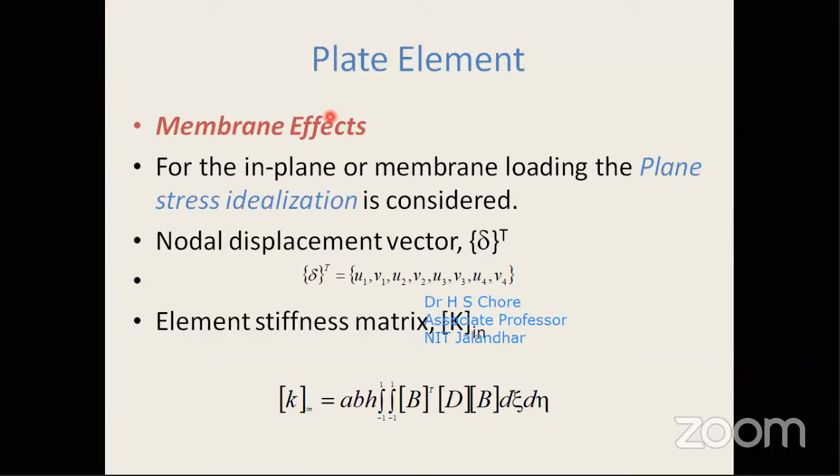For the membrane effect, we first assume a four-node rectangular element with four nodes, 1, 2, 3, 4, having 2 degrees of freedom for each node in the plane of the plate, that is, the horizontal displacements u and v in the x and y directions. So there will be 8 degrees of freedom, and we can get the stiffness by integral B transpose DB over the area. We can convert to natural coordinates by assuming psi is equal to x minus xc by a, and eta is equal to y minus yc by b, where xc and yc are the coordinates of the center of the element, 2a and 2b are the dimensions of the element in the x and y directions, and h is the thickness of the plate.